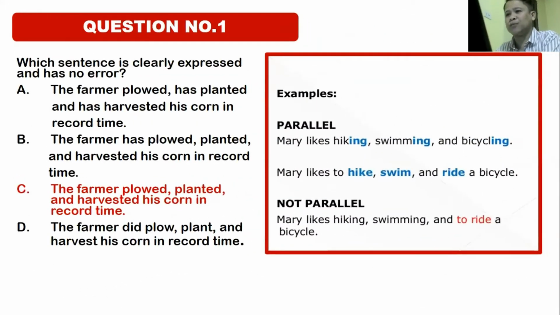So examples here, parallel. Mary likes hiking, swimming, and bicycling. So hiking, swimming, and bicycling, all in -ing forms, right? Or Mary likes to hike, swim, and ride a bicycle. So now let's go to question number two.